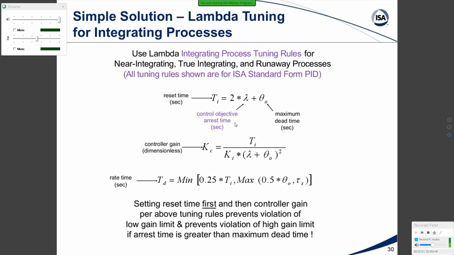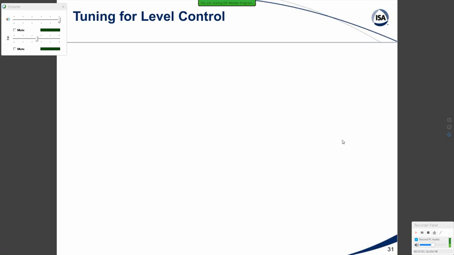So here we go with a new tuning objective that is now for near integrating, true integrating, and runaway processes, based on the ability to handle load disturbances. Whereas for self-regulating processes, the tuning objective, as we see later, will be for set point response.